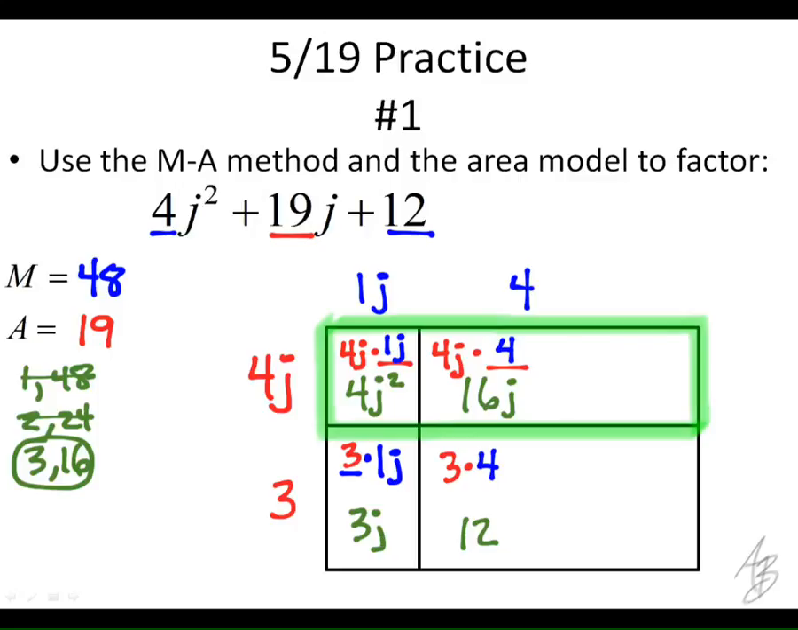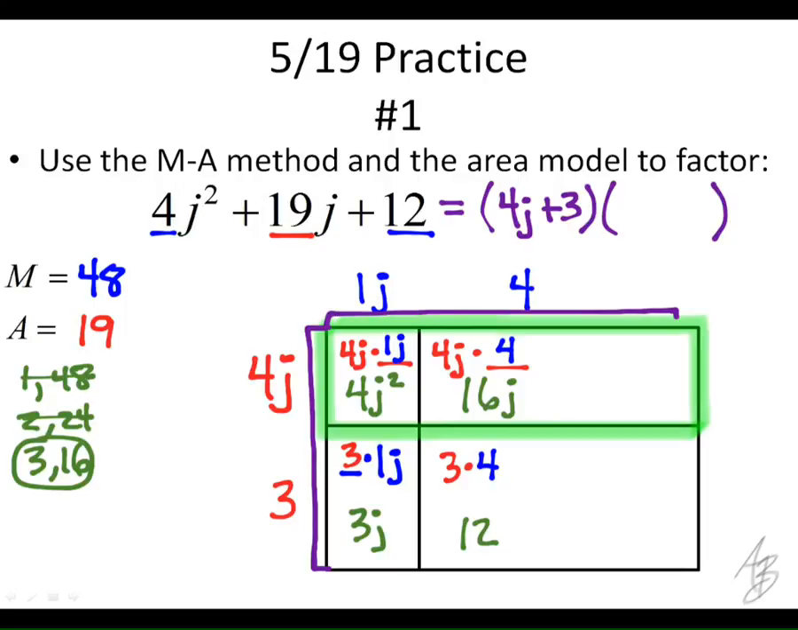All right, so I'm almost done here, but I'm not quite done. I still need to write my answer. I'm going to write this as 2 factors. Each factor is going to be in parentheses. What's going to be the first factor? Yeah, it's going to be 4j plus 3. It's going to be the height of these rectangles. So it's going to be 4j plus 3. And the second factor? Right here, j plus 4.